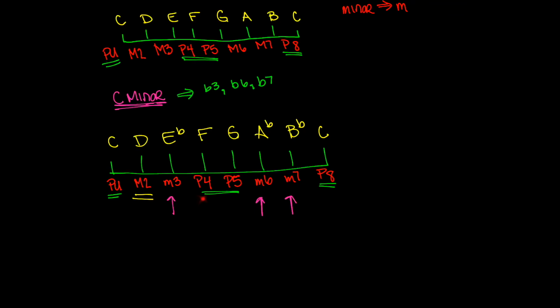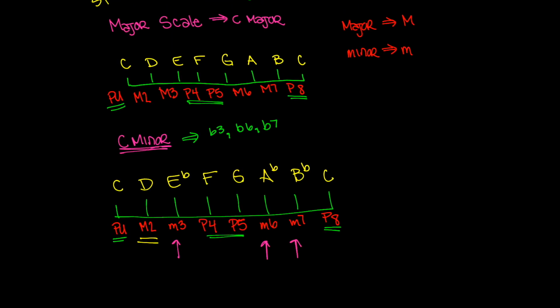And what about these 4s and 5s? Well, they're not touched. And that's why we consider these things to be perfect. If you notice, they're exactly the same in a major scale as they are in a minor scale. So that is why we call them perfect intervals. And hopefully you get an idea about why we call these minor and major intervals, minor seconds and major seconds, minor thirds and major thirds. It really has a lot to do with whether we are dealing with the major scale or the minor scale.